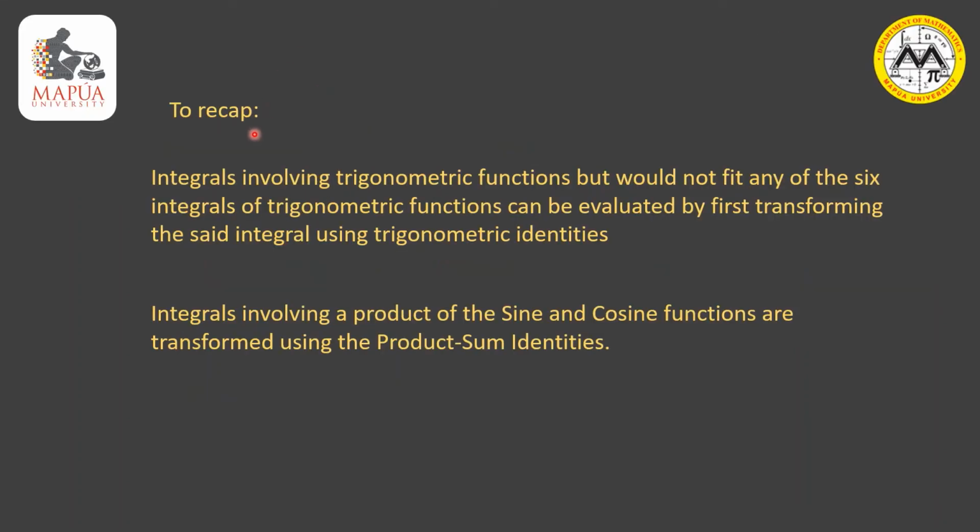Okay, to recap the discussion that we just had, integrals involving trigonometric functions but would not fit any of the 6 integrals of trigonometric functions can be evaluated by first transforming the said integral using trigonometric identities, and that the integrals that involve product of sine and cosine functions are transformed using the product to sum identities.